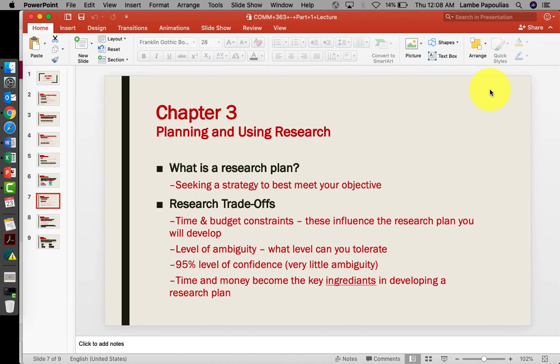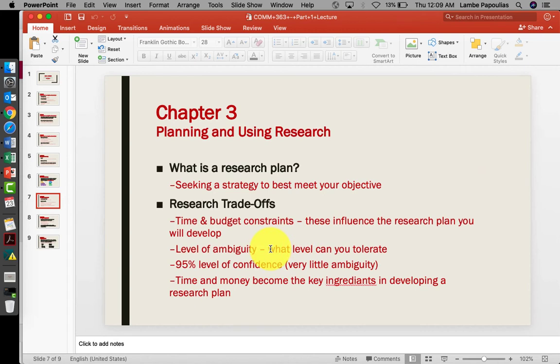You have research trade-offs, such as time and budget constraints. These influence the research plan you will develop. Going back to the Canada Goose example, if you are looking to conduct research on what people might think of this new jacket line, and this research is going to take 3 months to complete, and it's already at the start of September, is that something you're going to want to do? Because if it takes 3 months, September, October, November, you're not going to get your results until November, which means you really won't be able to know where you're going to advertise until mid-December. That might be too late. So understanding the time and budget constraints is really important.